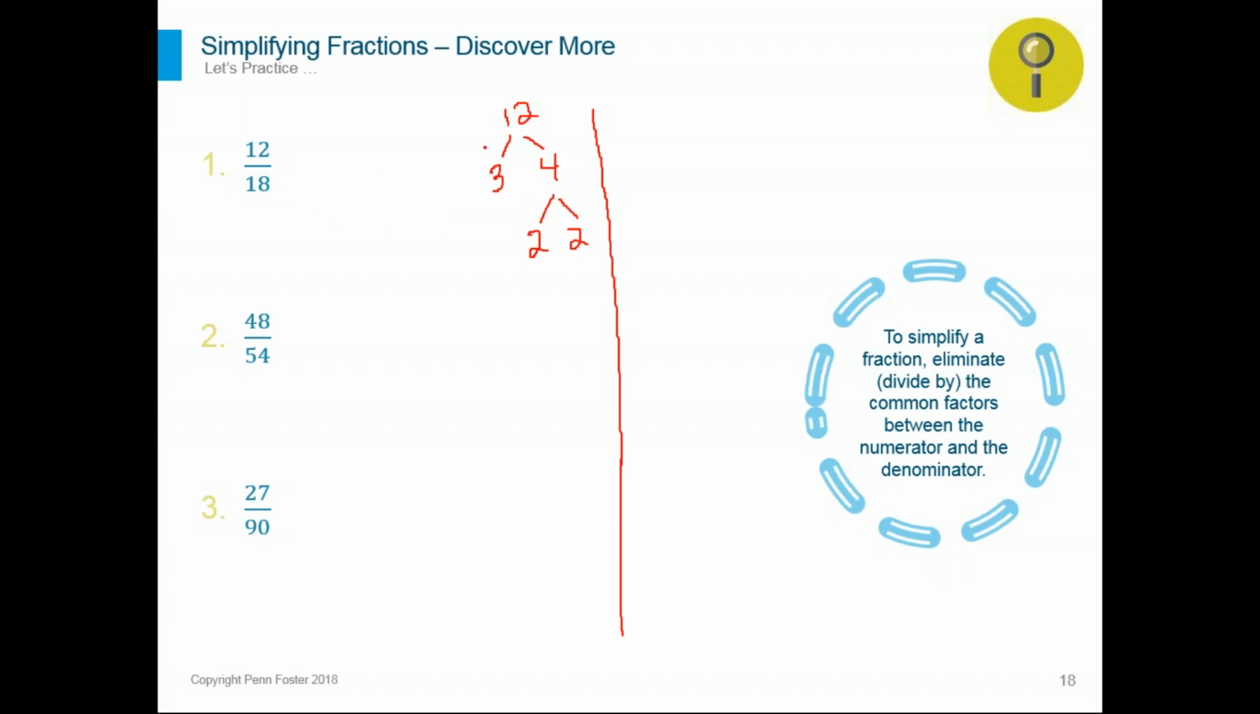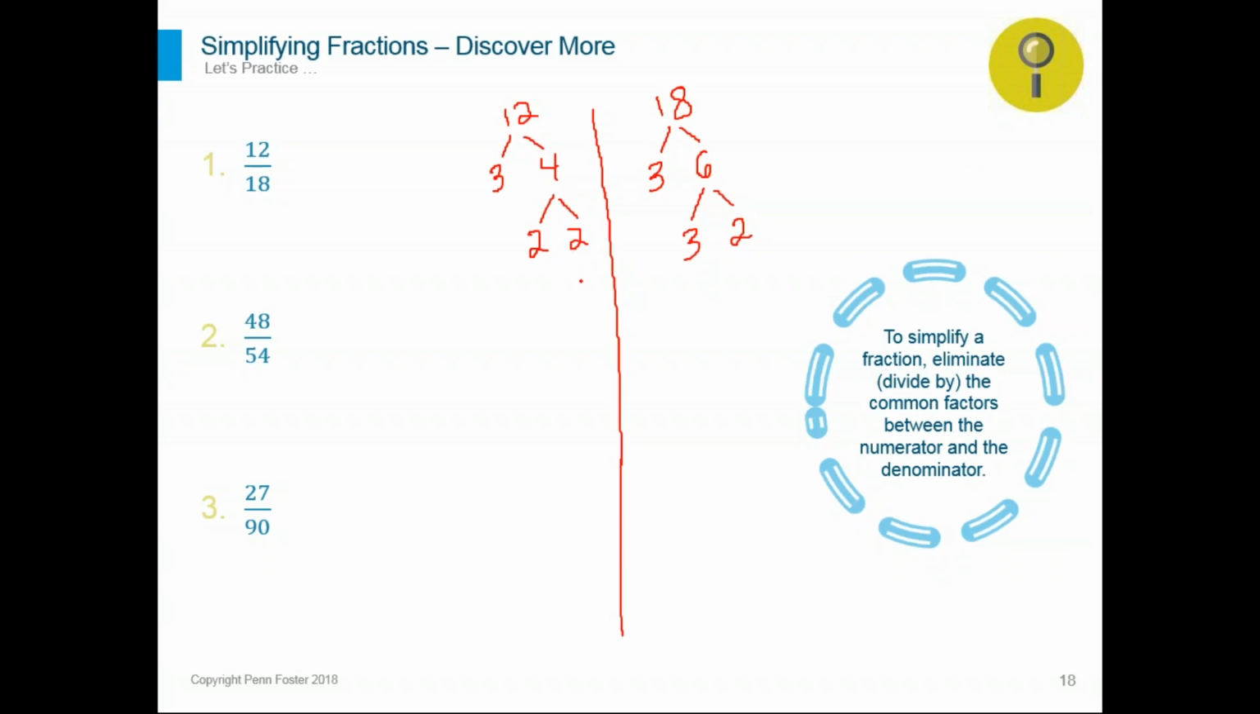What about 18, the denominator? Remember, we want the common factors between 12 and 18. So we're listing the factors of 12 and 18 and seeing which ones are common, shared between the two. 18 is 3 times 6. Well, 3, that's it for it. And then 6 is 3 times 2. Now we have the list of factors of 18: 3, 3, and 2. And of 12: 3, 2, and 2.